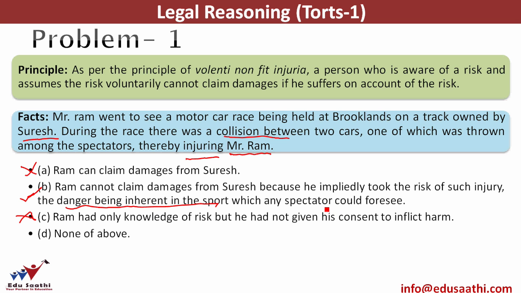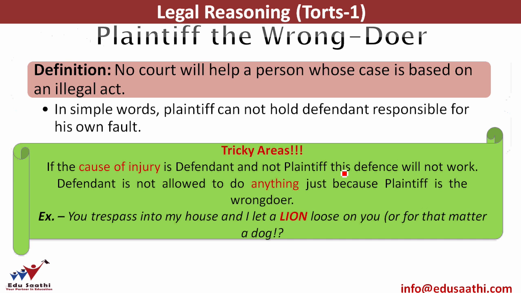Ram cannot claim damages from Suresh because he has impliedly consented to the injury due to the danger which is inherent to the sport. Let's take another principle. It says, no court will help a person whose case is based on an illegal act. That means, when a plaintiff himself is a wrongdoer, he cannot hold the defendant responsible. Let's say I suffer an injury or damage. I say that injury has been inflicted upon me by the defendant, and it turned out that I myself was responsible for the injury and the defendant had nothing to do with it.